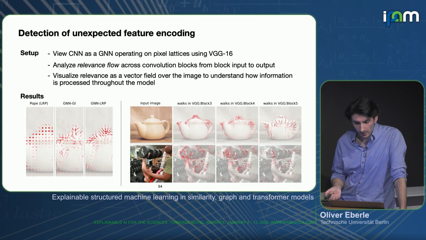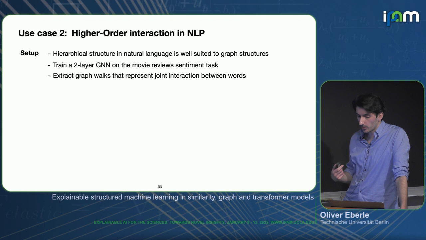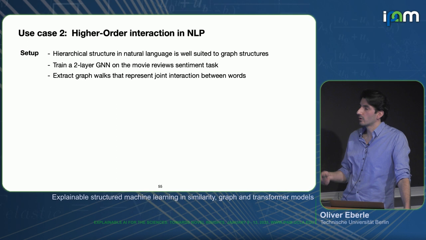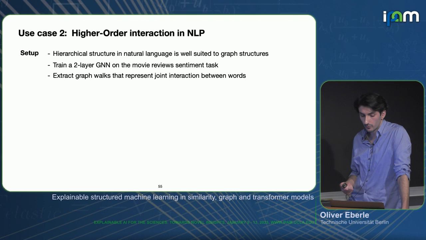Now to a second use case example where we use higher order interactions in natural language processing. We've seen nicely in Andre's talk that there's a lot of structure in natural language and it's quite well suited to graph problems. So in order to apply our higher order explanations, we've trained a two-layer graph neural network on movie reviews. So a sentiment task where you just ask people, is this a positive movie review or a negative movie review?